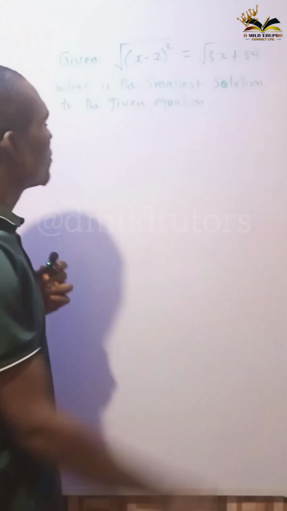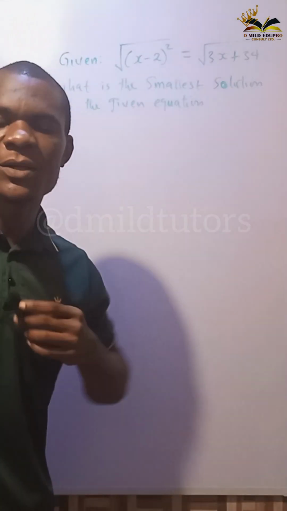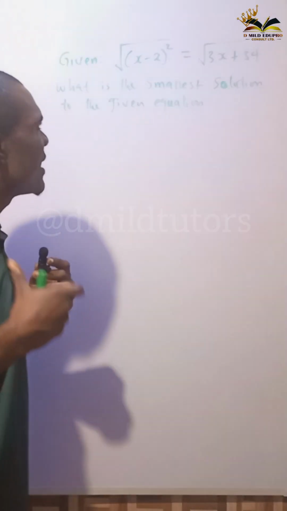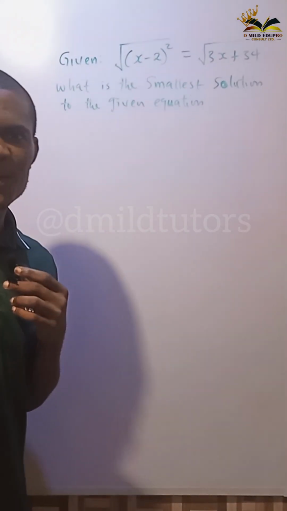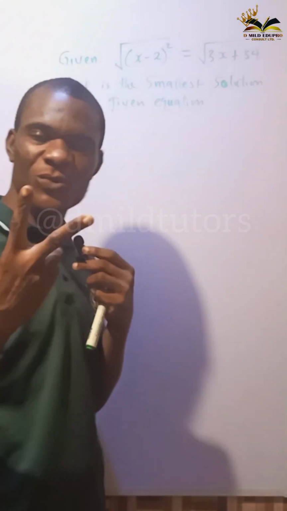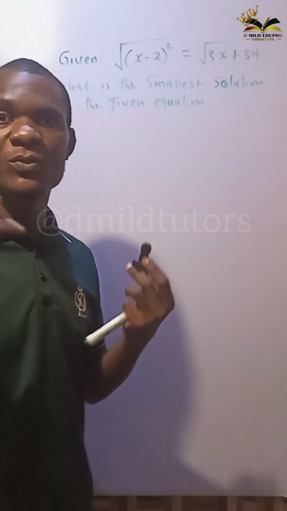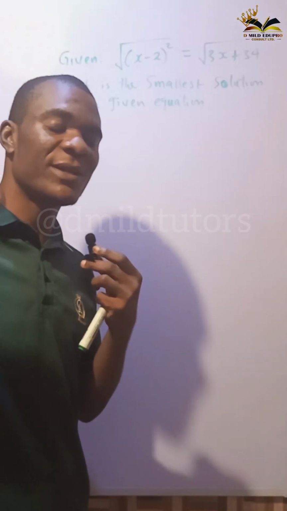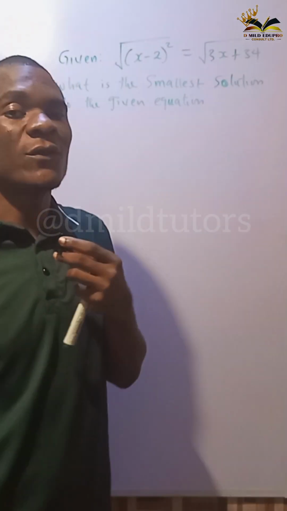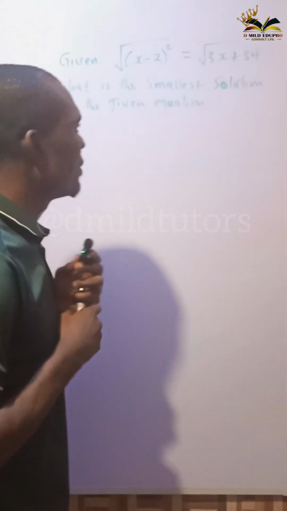Here we were given this radical equation, and we're asked to find the smallest solution to the given equation. Whenever you see an equation like this, you're going to have two solutions. Maybe one will be positive and the other negative, or both will be positive, or both will be negative. You have to look out for the least among the two. But let's go through this together.